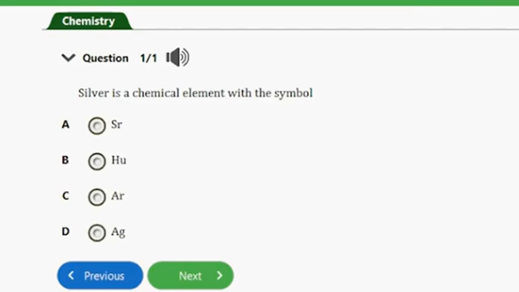So the question says, guys, silver is a chemical element with the symbol A, Sr, B, Hu, C, Ar, D, Ag. So guys, the chemical symbol for silver is Ag. And that's the answer to this question, guys. Silver is actually one of the transition metals, and it has an atomic number of 47 with the chemical symbol Ag. So that's it for that question, guys.